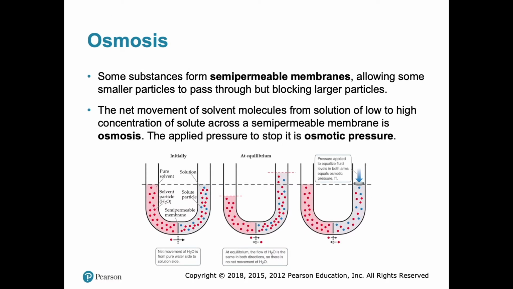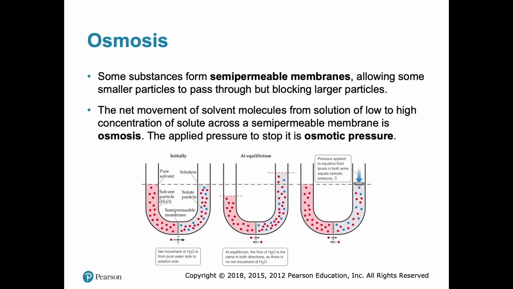Okay, so that takes us to talking about osmosis. Osmosis is this cool thing where some substances form semi-permeable membranes, allowing smaller particles to pass through but blocking larger particles. The net movement of the solvent molecules from the solution of low to high solute across a semi-permeable membrane is called osmosis. So you have a tube over here and another tube over here, and there's a membrane right here. Permeable means all kinds of things can pass through.